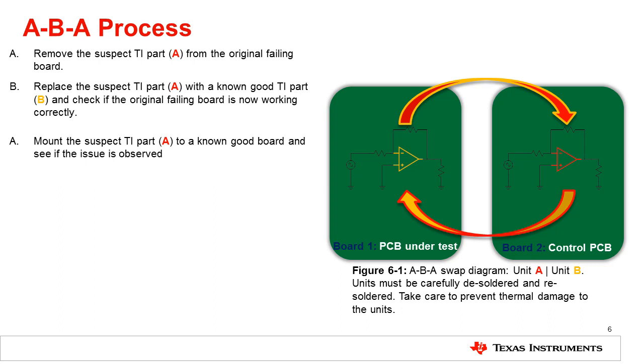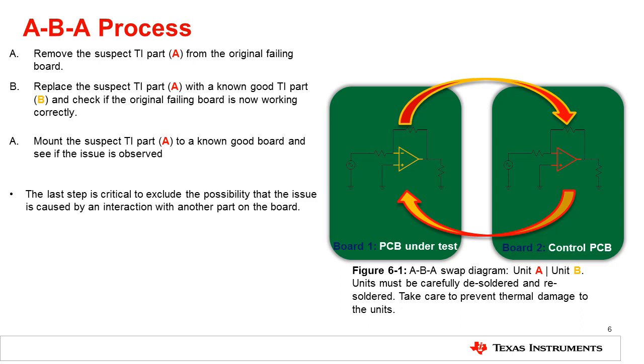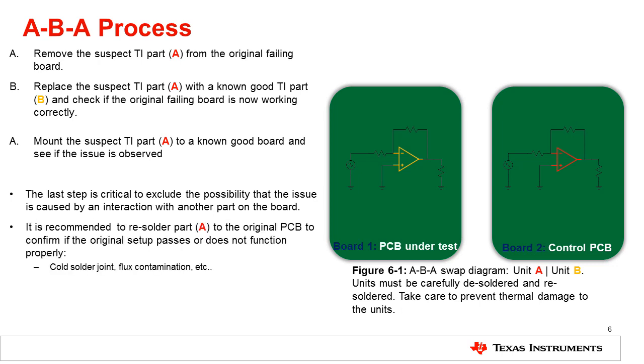Finally, the last step will be to return device A and B to the original PCBs the units were mounted on. The final step is to confirm if the original electrical results of device A and the PCB under test remain unchanged. If device A and the PCB under test now function as expected, the ABA swap process likely fixed an assembly defect such as flux contamination or cold solder joints.